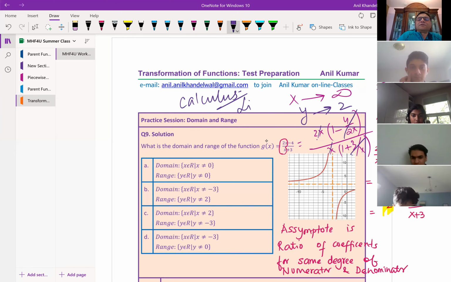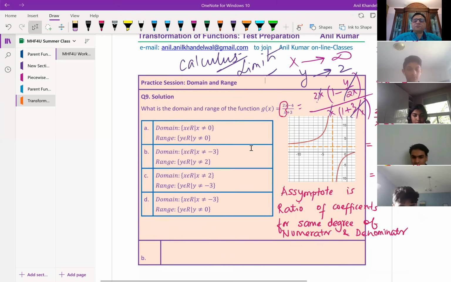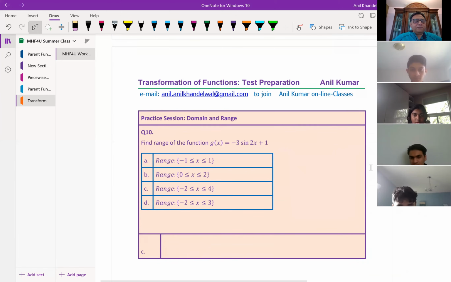Limits. First chapter. Do you see that? That is how we are bridging from advanced functions to calculus. This is our first chapter, limits in calculus. Okay, let's move on. Next question, please.